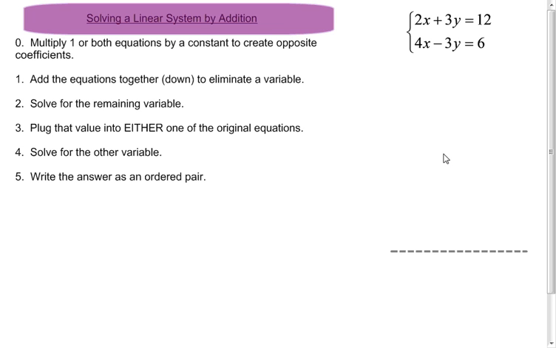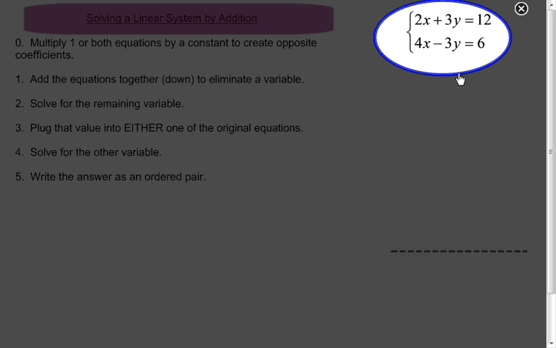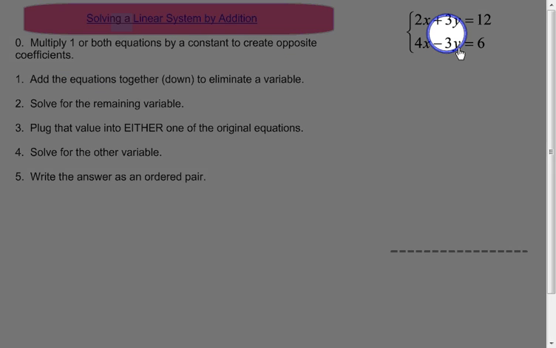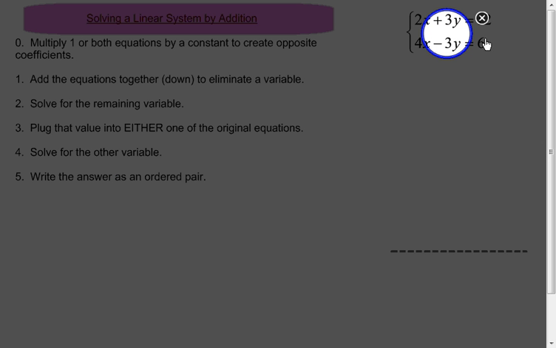Okay, we're going to take a look at solving a linear system by the addition method. So as we see here, this is our linear system. A linear system is an equation of two lines. This example is going to be a very straightforward example in that it already has opposite coefficients. We see here that plus 3y and negative 3y are terms that have opposite coefficients of 3 and negative 3.